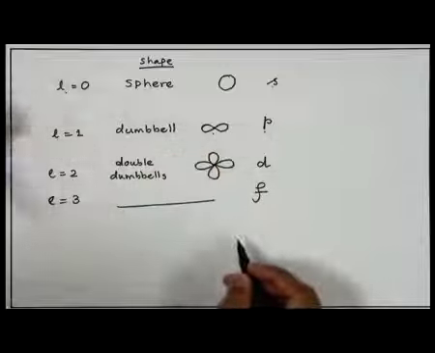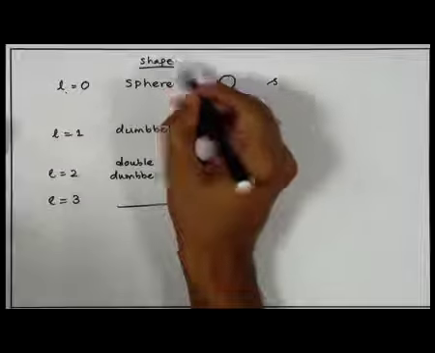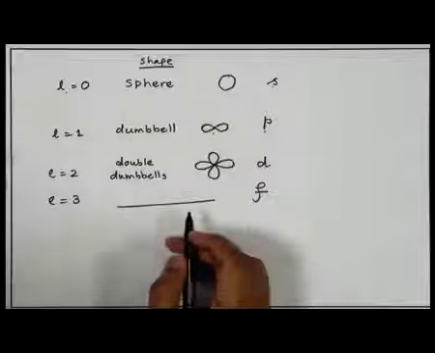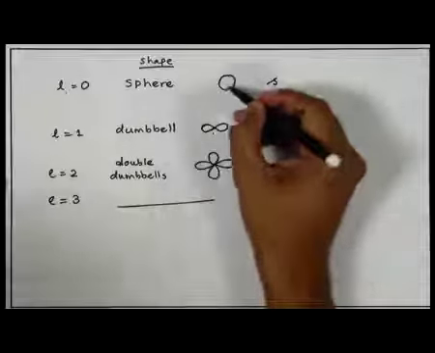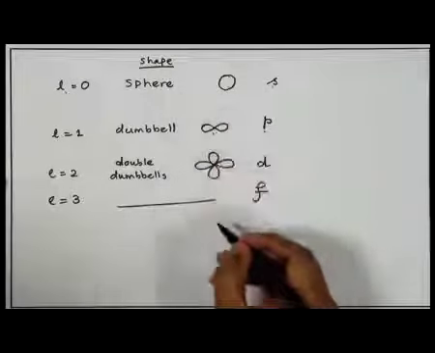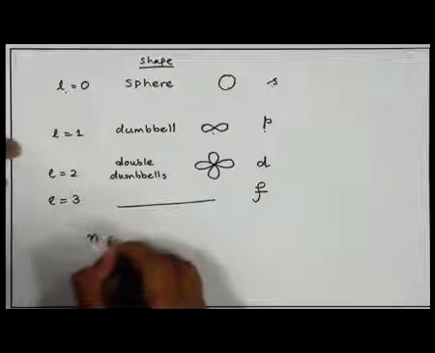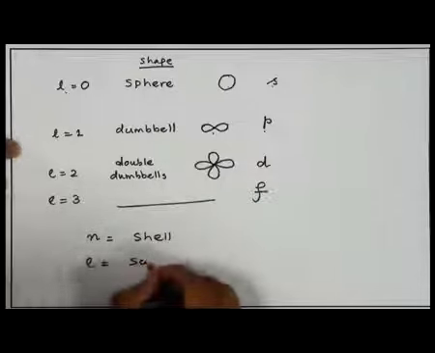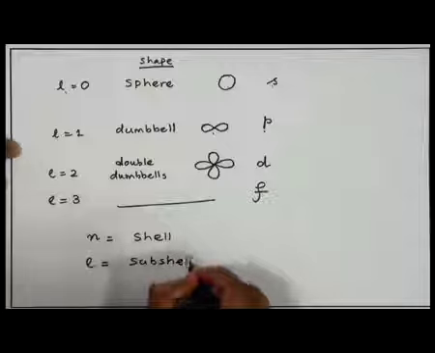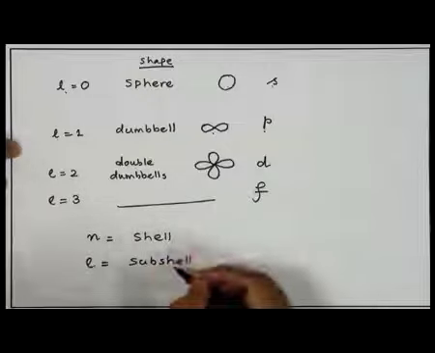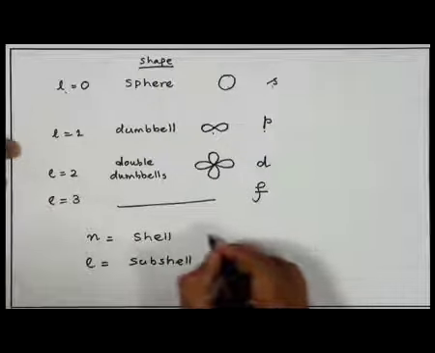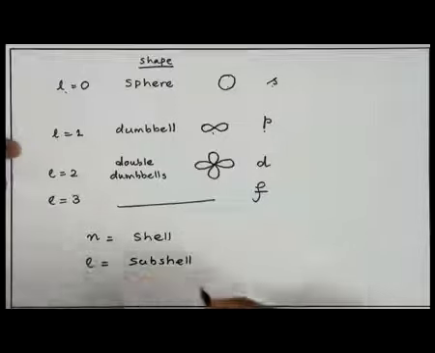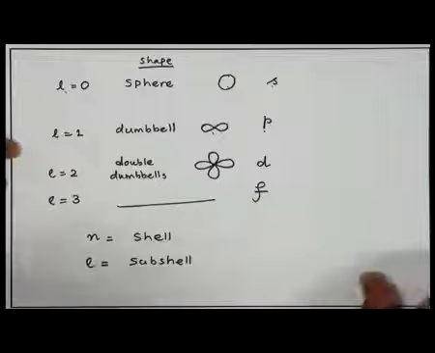So, this way we saw that the principal quantum number talked about the size of the orbital, and the azimuthal quantum number talked about the shape of the orbital, whether it is spherical, dumbbell, double dumbbell or complex. So, if n was called shell, these L values represented what we will call subshell. So, n is shell, L is subshell, n can be 1, 2, 3, 4, 5, L goes from 0, 1, 2, 3, 4 until n minus 1.